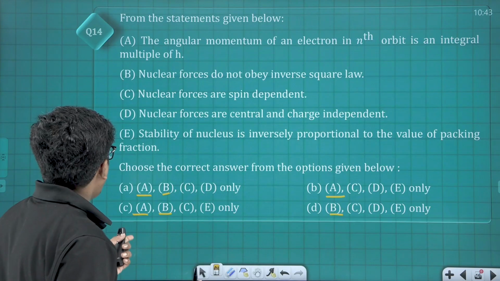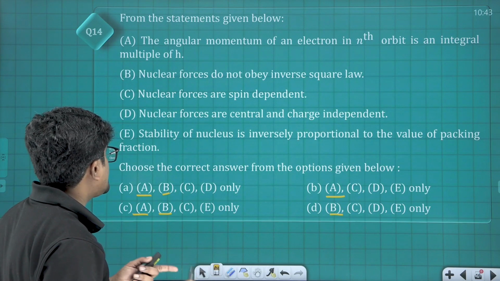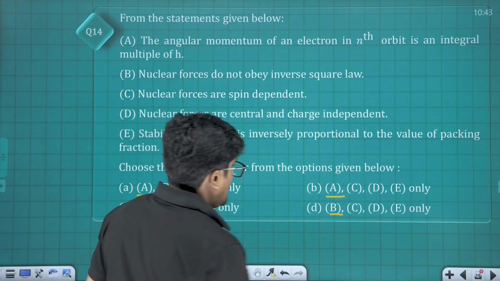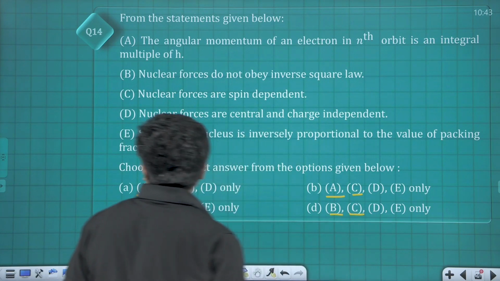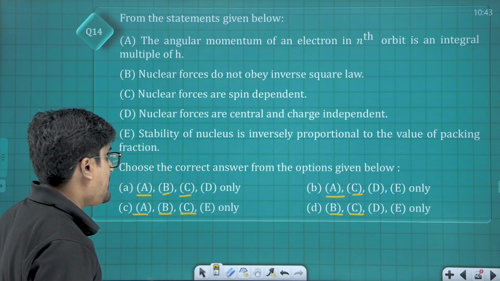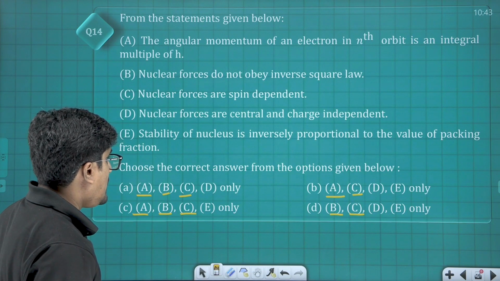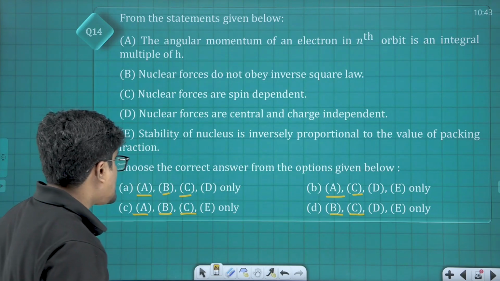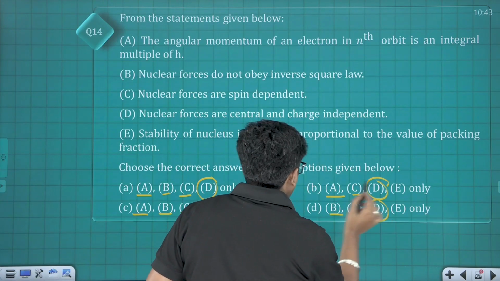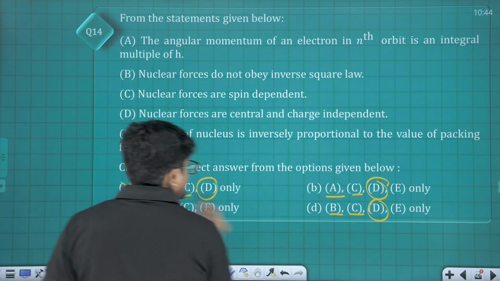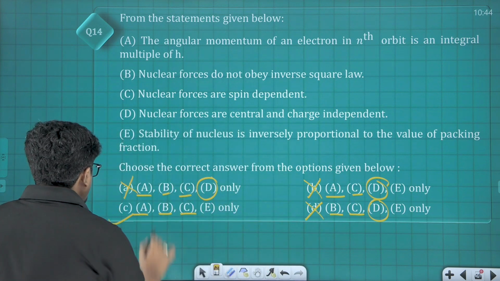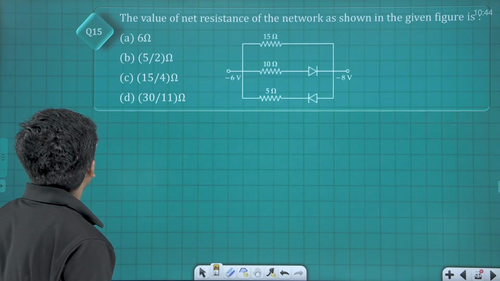Option C says nuclear forces are spin dependent. That's correct. So C is here, C is here, C is here as well. Option D says nuclear forces are central and charge independent. Nuclear force is not at all a central force, isn't it? It's a non-central force. I have got D here as well as D here. That means the presence of D says these three need to be wrong. That means option C is going to be the correct answer. Alright, moving to the next.